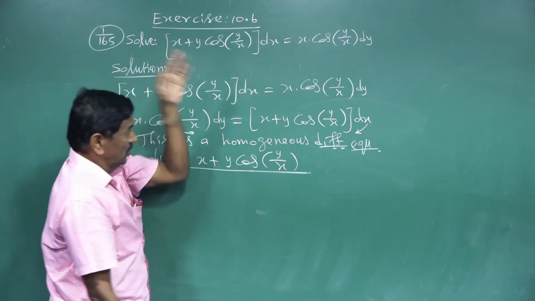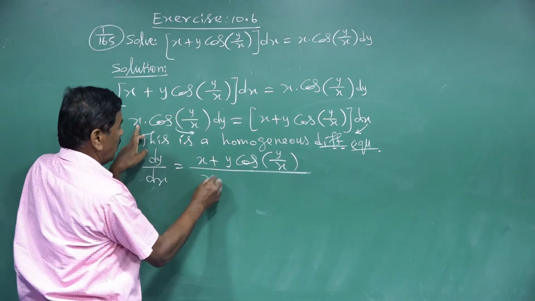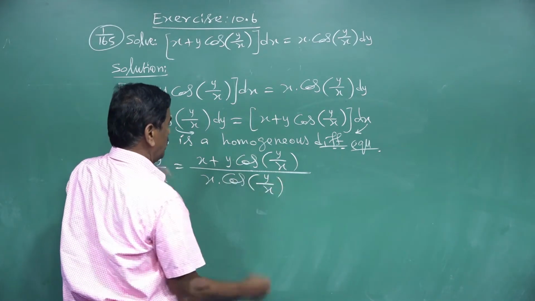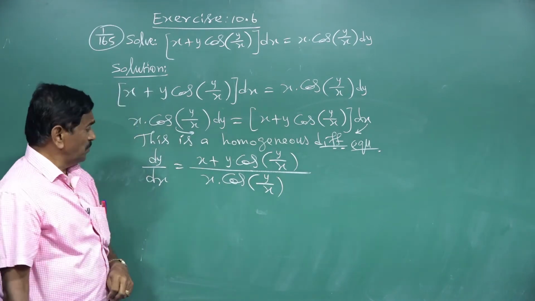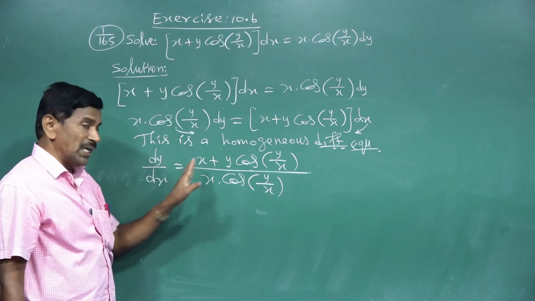Now this left side goes to the right, it becomes divided. That is x into cos of the angle y by x. Now, for a homogeneous differential equation, make dy by dx equal to something.